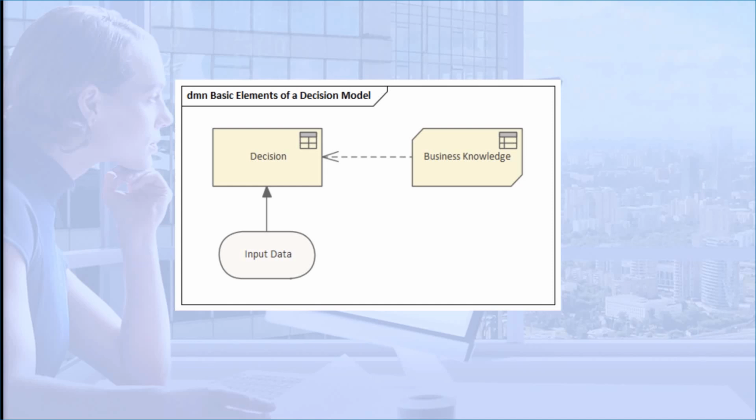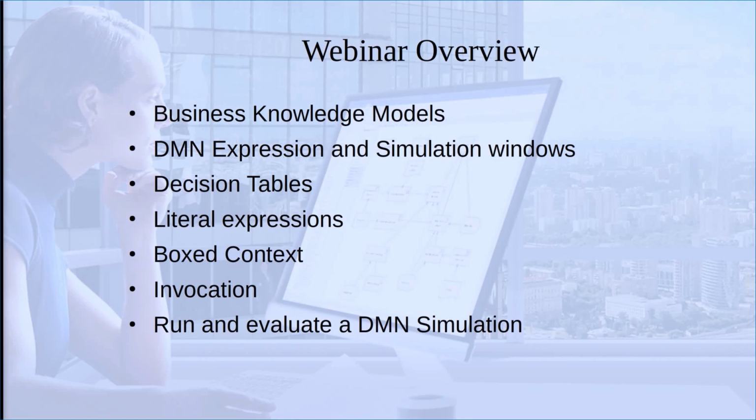In this webinar, we'll examine a business knowledge model, or BKM for short. Enterprise Architect offers dedicated expression and simulation windows for defining decision logic using decision tables, literal expressions, boxed context, and invocation. We'll use a number of Model Wizard examples to demonstrate what each of these types are and how they work. This should help get you started to create your own DMN projects.